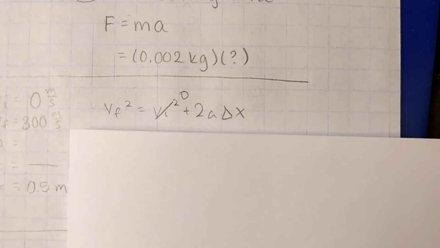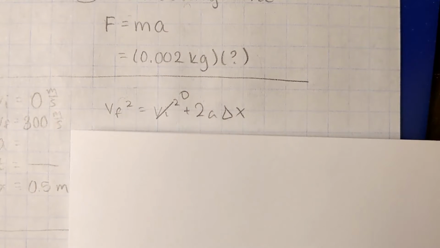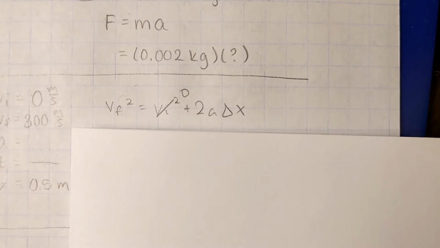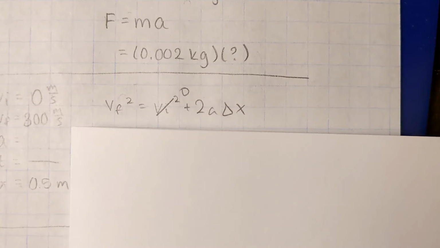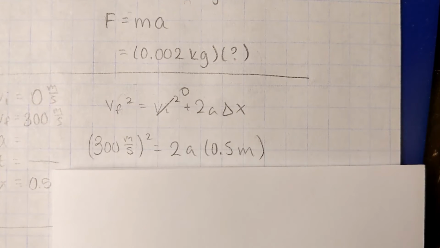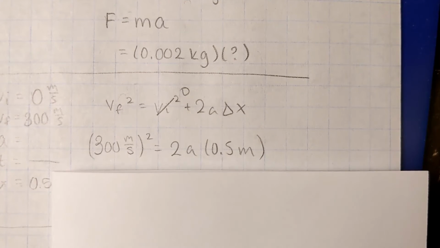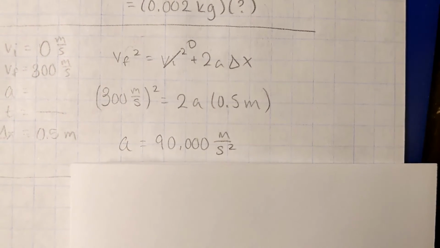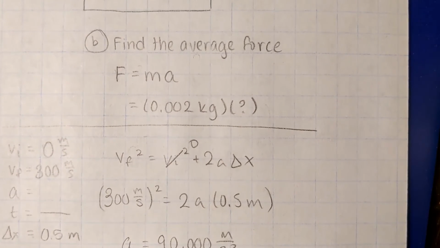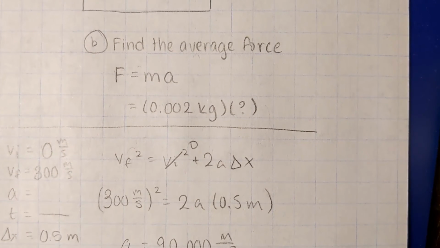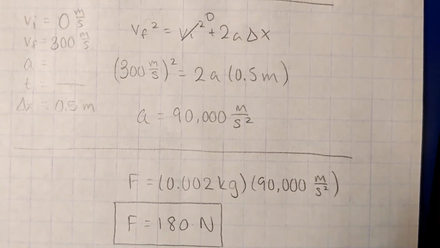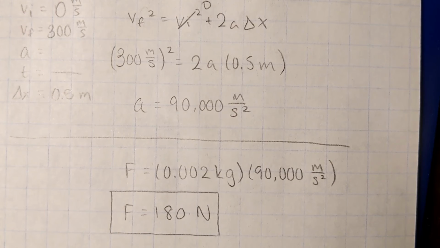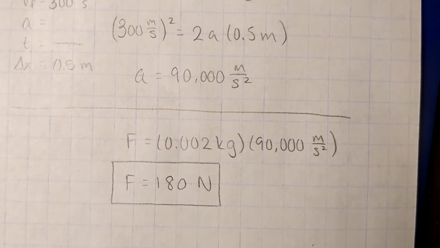So we're going to use the kinematic vf squared equals vi squared plus 2a delta x. Now, don't forget that the initial velocity is 0 because we started at rest. And so we're going to plug in the other values because we want to solve for a. When we solve for a, we get 90,000 meters per second squared. So now that we have a, we want to put it back into the force equals mass times acceleration formula. And we're going to get 0.002 kilograms times 90,000 meters per second squared, which is 180 newtons.